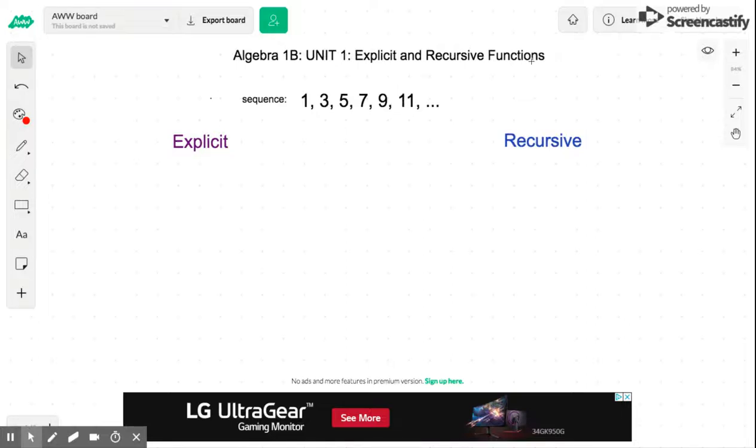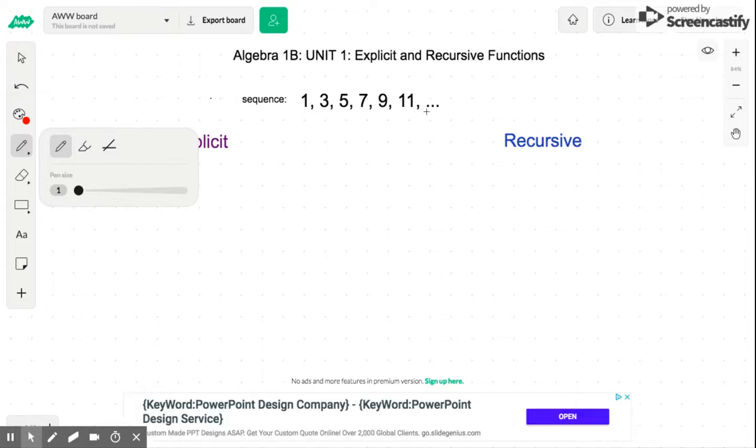Hello, in this video I'm going to discuss a topic in Algebra 1B, Unit 1. This is actually the first tutorial in your class, Explicit and Recursive Functions. Now, I'm going to begin with a sequence, and a sequence is just a list of numbers. And this is my list right here.